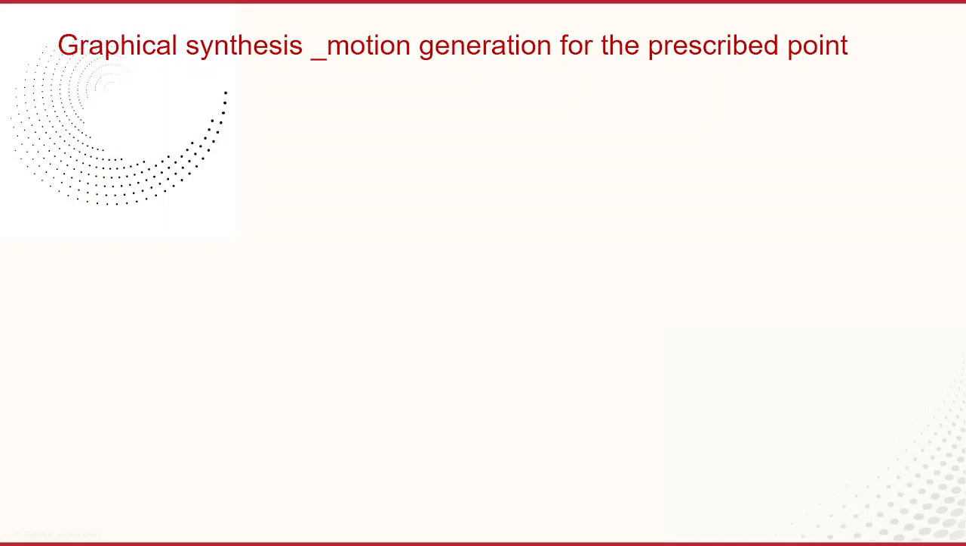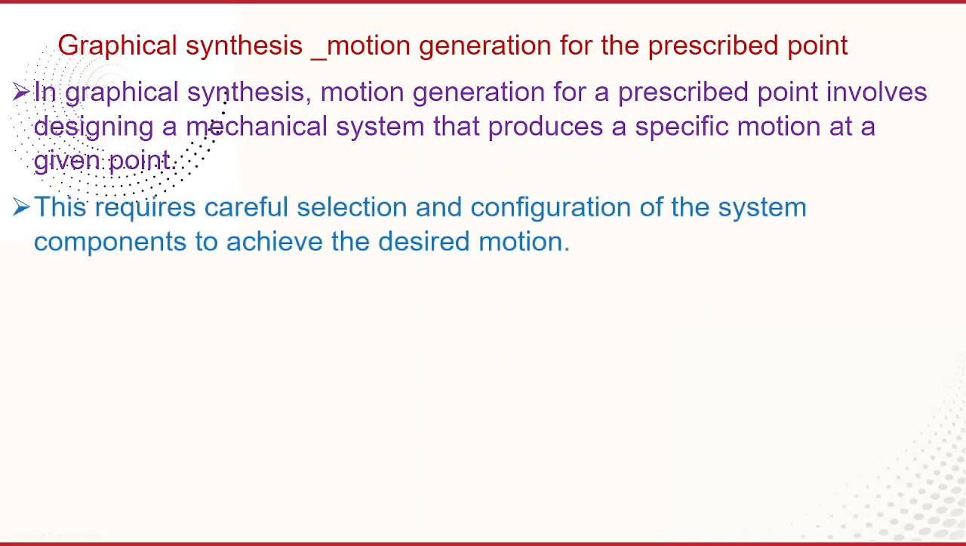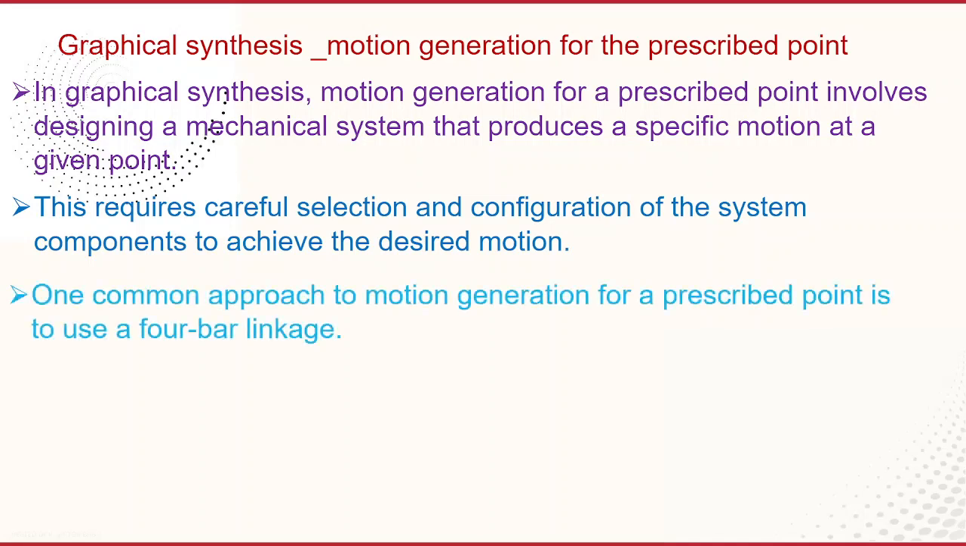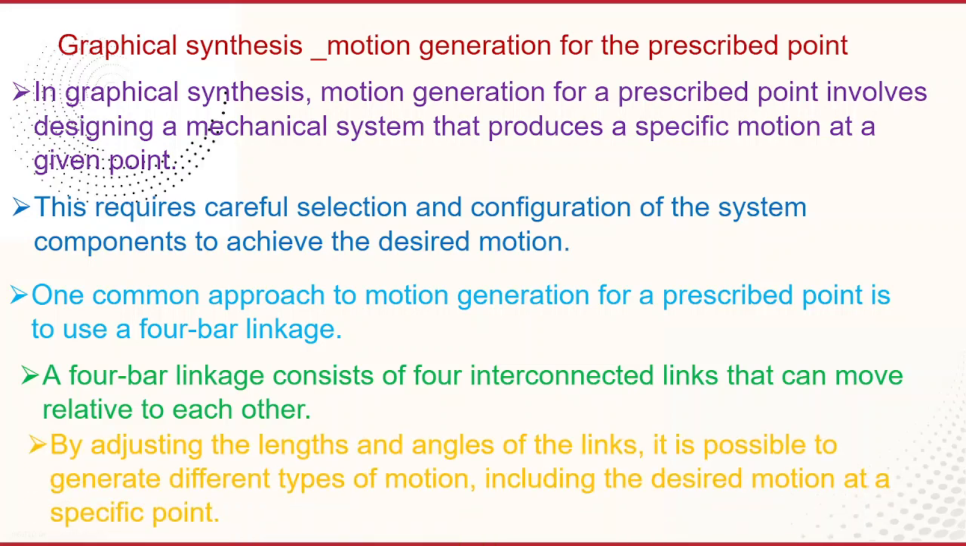The graphical synthesis motion generation for the prescribed point. In graphical synthesis, motion generation for a prescribed point involves designing a mechanical system that produces a specific motion at a given point. This requires careful selection and configuration of the system components to achieve the desired motion. One common approach is to use a 4-bar linkage. A 4-bar linkage consists of 4 interconnected links that can move relative to each other. By adjusting the lengths and angles of the links, it is possible to generate different types of motion, including the desired motion at a specific point.